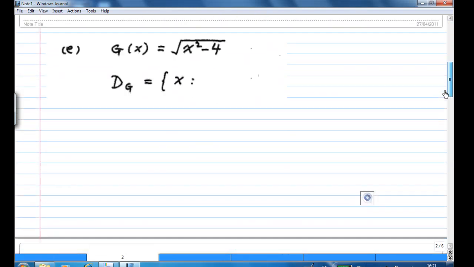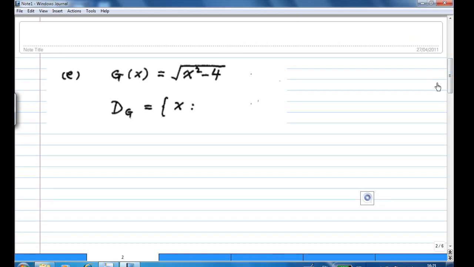Let's look at another one. g of x equals the square root of x squared minus 4. I want to find the natural domain of g. Since we know that when you take a square root, we must have x squared minus 4 greater than or equal to 0 before you can take a square root, because you cannot take the square root of a negative number.